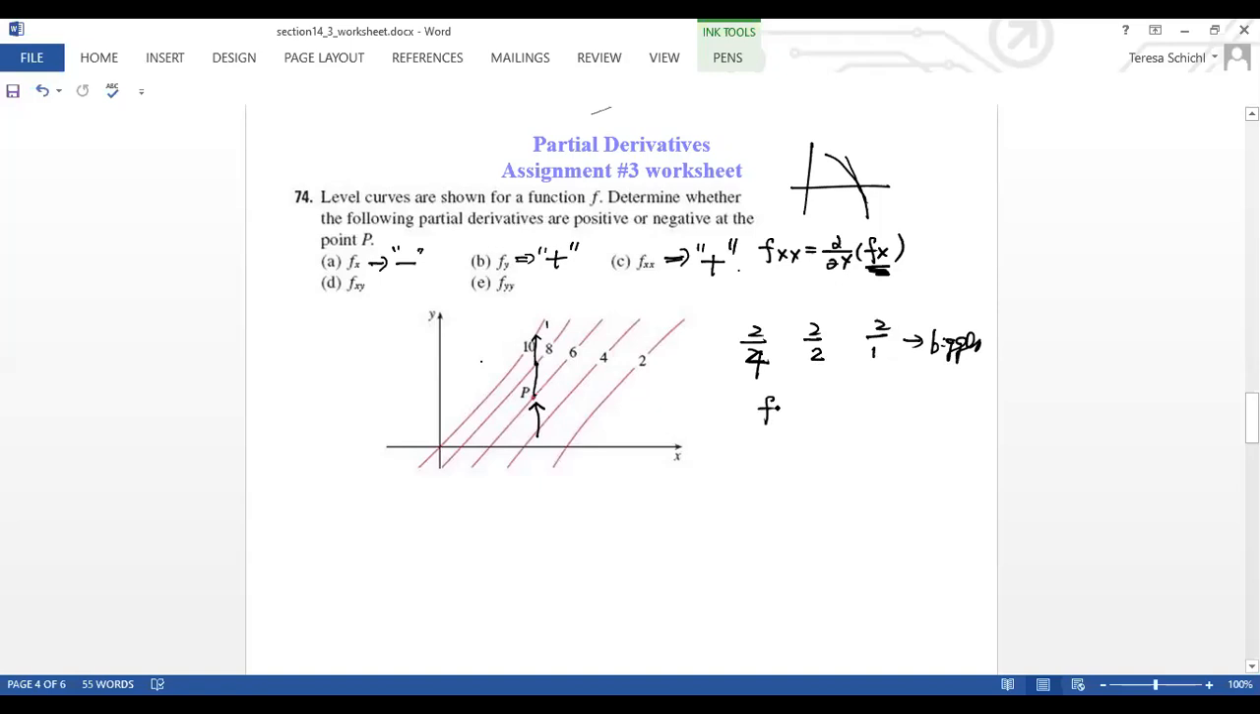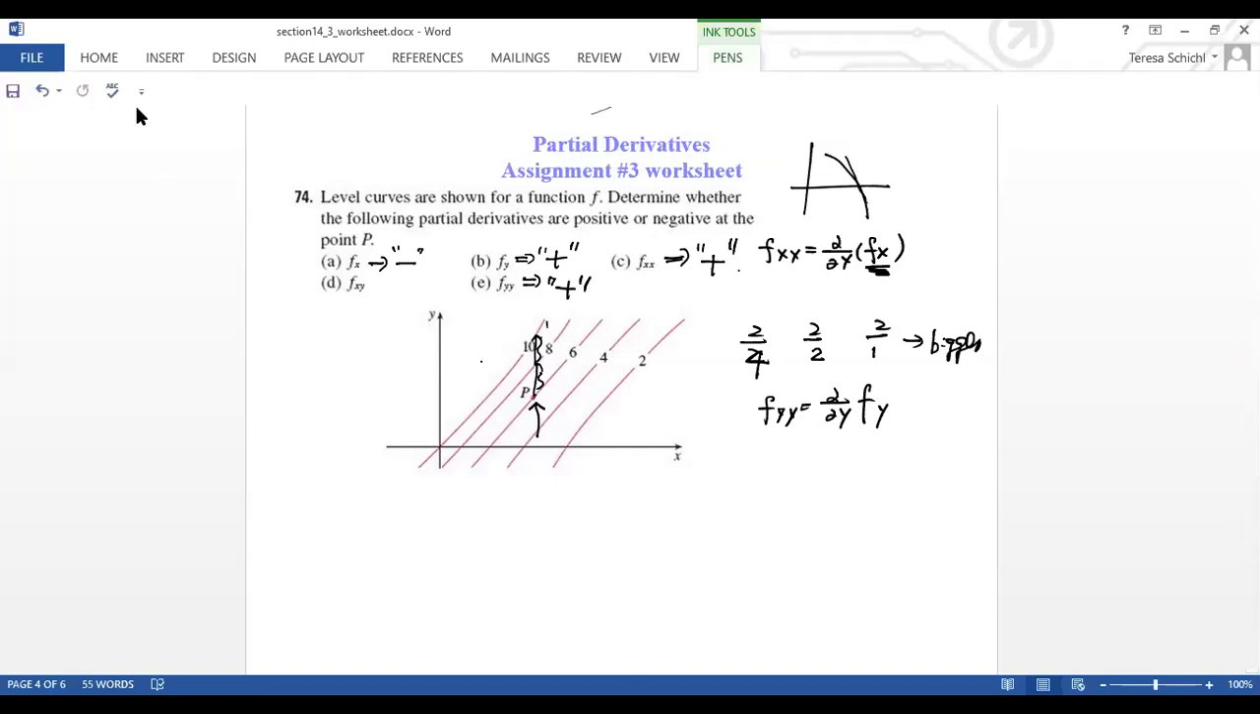That's why f of yy is equal to the partial of y of f of y. So the change in y is getting faster because it's tighter here, right? It's tighter from 4 to 6, then 6 to 8, then 8 to 10 is tighter than 6 to 8. So this one is also positive, okay?